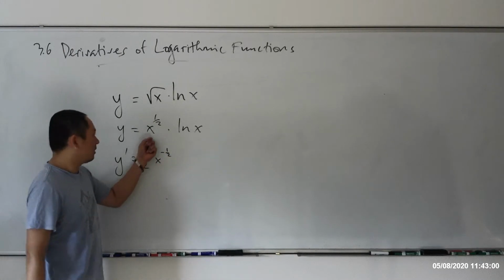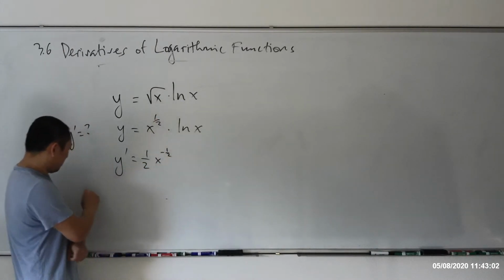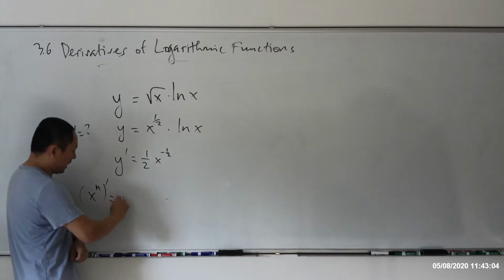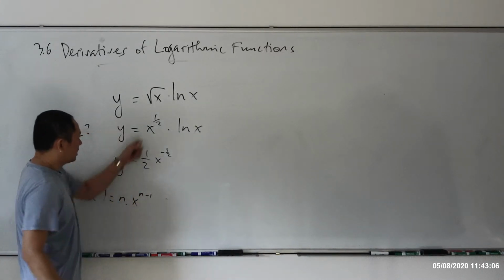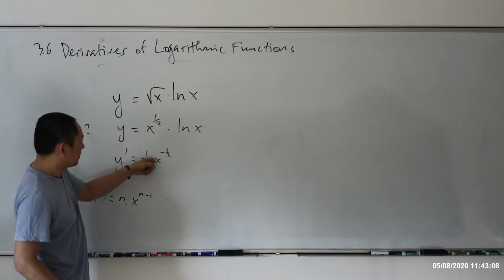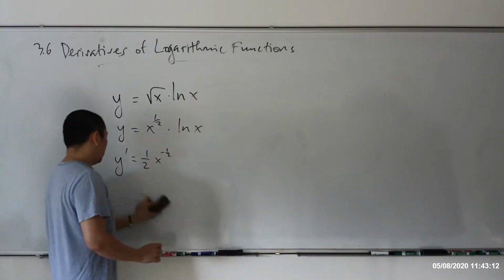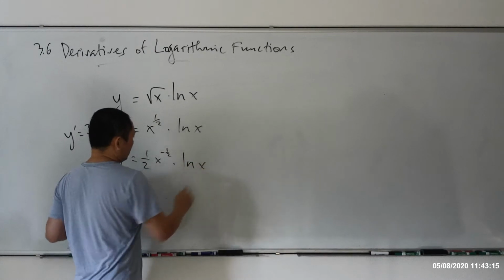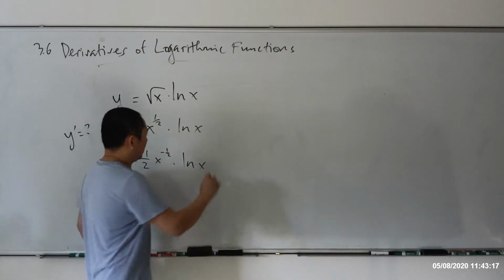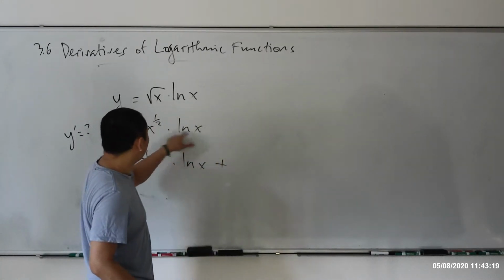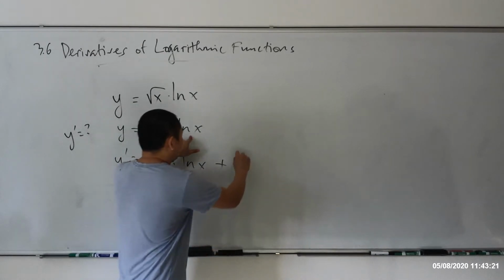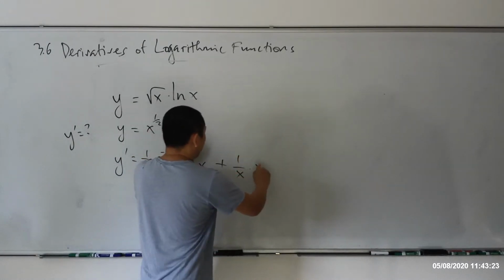You see what I've done right here? Exponential form, x to the n. Derivative is n times x to the n minus 1. So x to the 1/2, take the 1/2 outside. x to the 1/2 minus 1, which is negative 1/2, times ln of x. And then plus the derivative of the second part times the first. The derivative of ln is 1 over x times x to the 1/2.